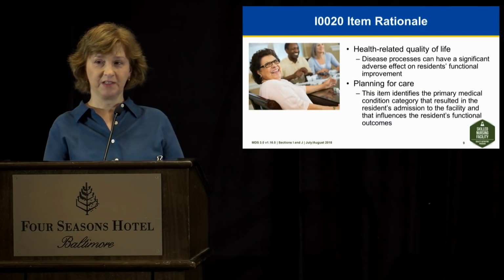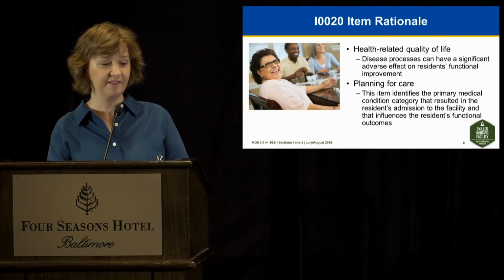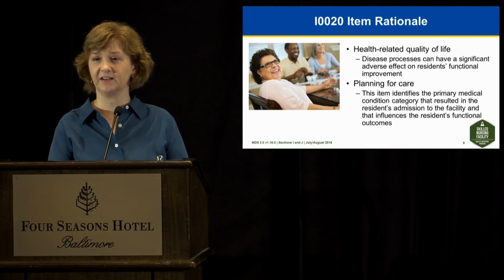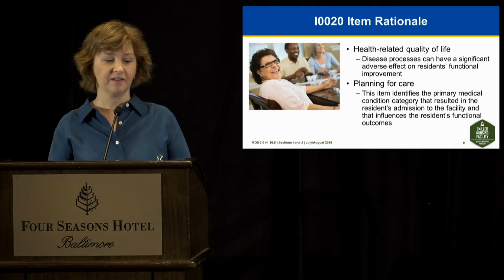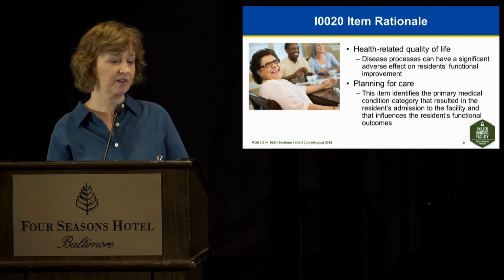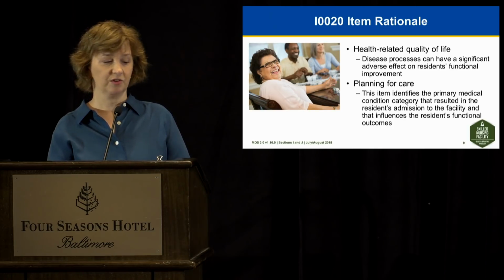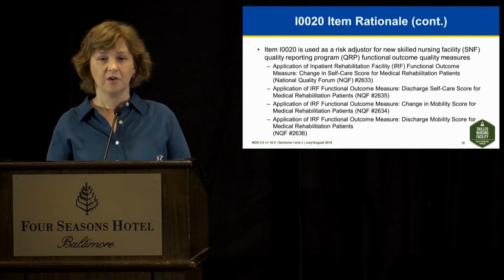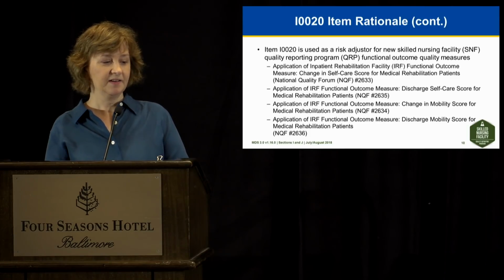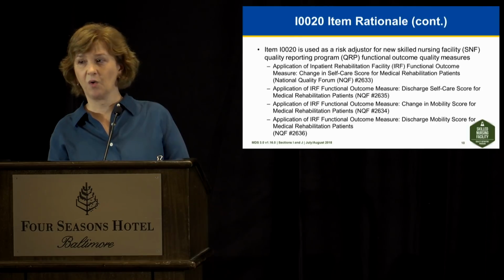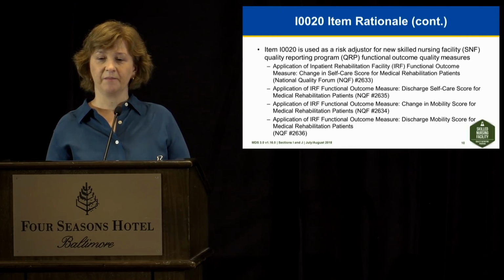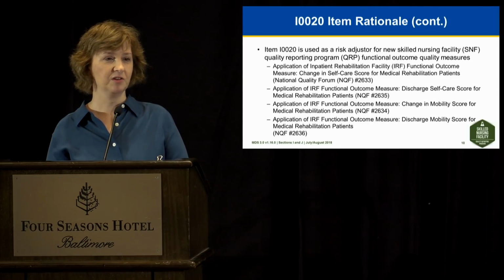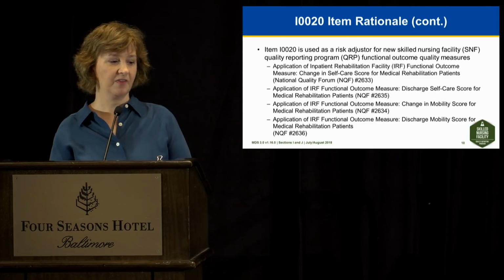Okay, so the rationale for this particular item relates to health-related quality of life. As you know, disease processes can have a significant adverse effect on a resident's functional improvement. In terms of planning for care, this item identifies the primary medical condition category that resulted in the patient needing to be admitted to your skilled nursing facility and would influence the patient's functional status and their outcomes. This item was added because it is a risk adjuster for the Skilled Nursing Facility Quality Reporting Program functional outcome measures. In case you're not aware, under last year's rulemaking process, CMS proposed and finalized adoption of 4 functional outcome measures, and those are listed on the slide.